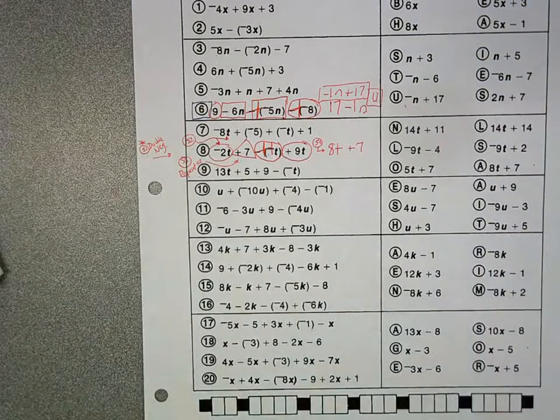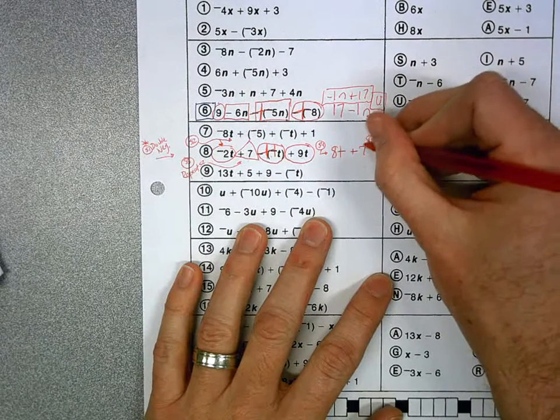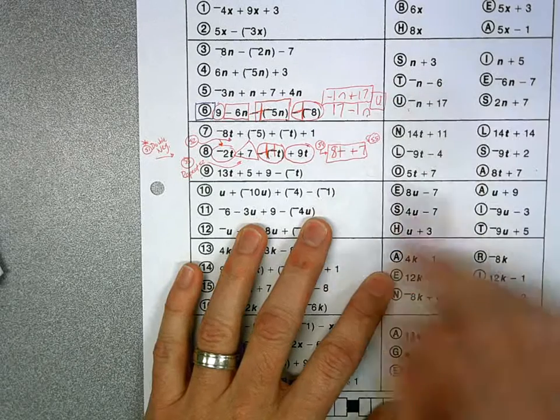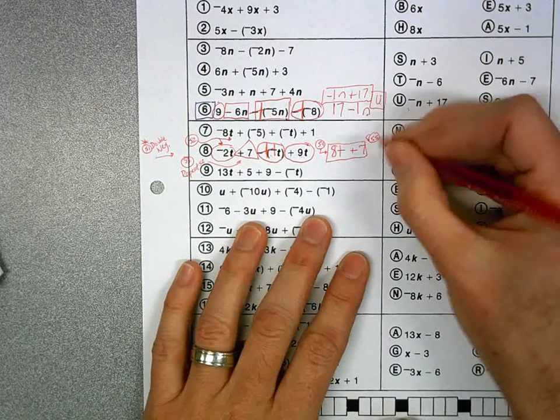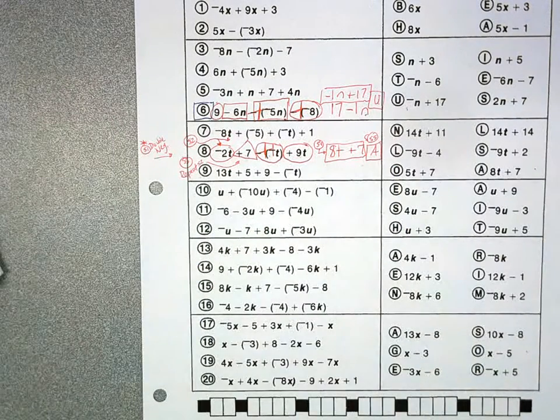Now what I'm going to go ahead and do, and we'll call this step 5, is you have your one numerical answer, and then just go ahead and match it up, make sure it's here, and write your letter answer. So 8t plus 7 is also A. So you'll have your 2 answers.